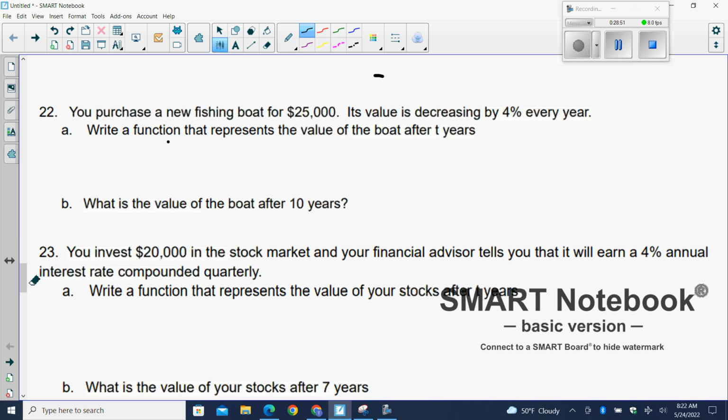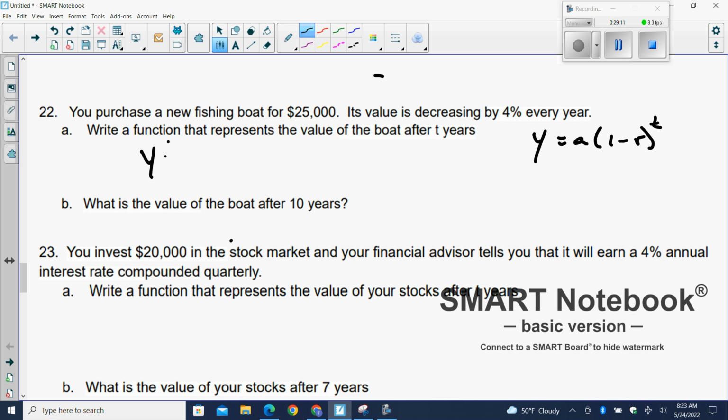Question 22, you buy a new fishing boat for $25,000. However, this time, the value is decreasing by 4%. Again, there's no mention of half-life. There's no mention of compound interest. It's a basic exponential decay. So now it's 1 minus r raised to the t power.